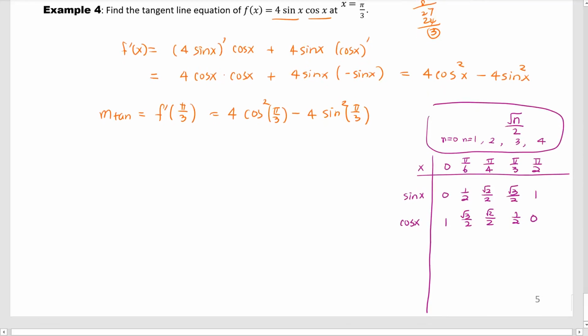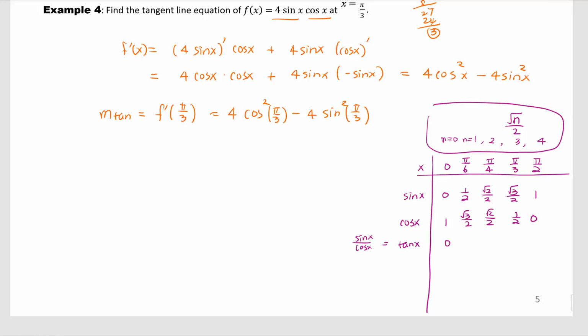And then what is tangent? Well, tangent, remember, is sine over cosine. So use the first number divided by the lower number. So 0 over 1 is 0. 1/2 divided by square root of 3 over 2, that's 1 over root 3. And then root 2 over 2 over root 2 over 2 is the same thing, so that's 1. This is root 3. 1 over 0, undefined. Okay.